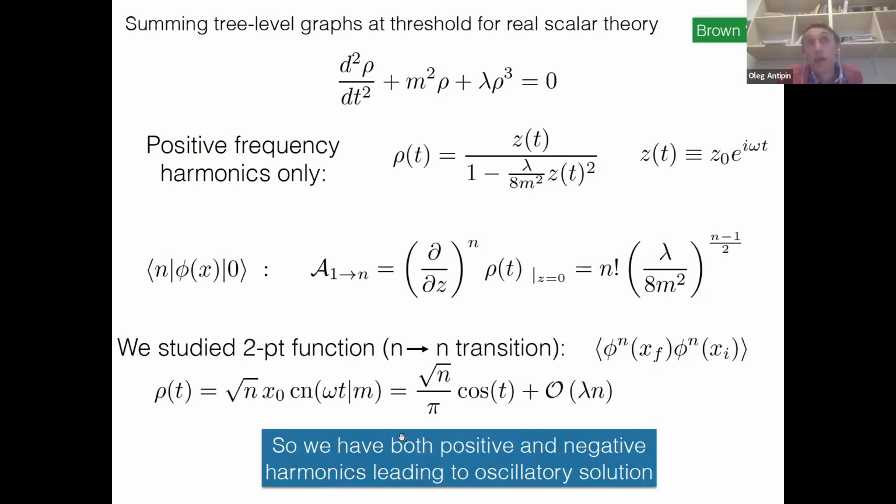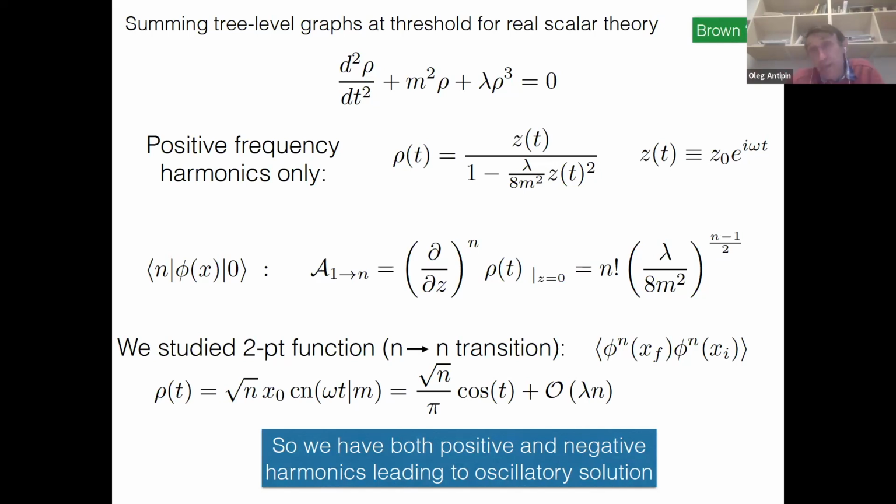In fact, the leading term of the elliptic Jacobi cosine is just a usual cosine. You can expand it, and the usual cosine is just positive frequency plus negative frequency, of course, as usual. It makes perfect sense because we have n to n. We have n particles in the initial state and n particles in the final state, so we have to have both frequencies. That's why we have oscillations, differently from this state. Okay? So this is the connection I see currently.